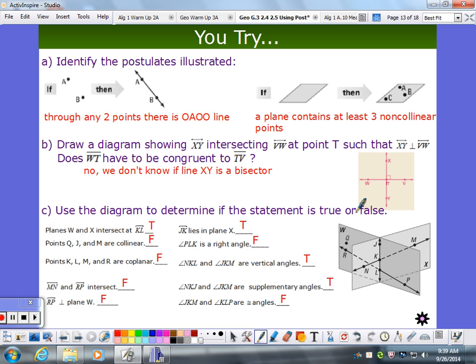And let's see, here's my diagram. So I've got XY intersecting VW at T such that they're perpendicular, right? So it should have something like that. Now, it may not be exactly like that, but it could still be correct. And then it asks, does segment WT have to be congruent to segment TV? This one and this one. Do they have to be congruent? No. It doesn't say. You might have drawn it like this, and you could still be correct. This is still a correct interpretation of this. So it doesn't necessarily mean it's right in the middle just because they're intersecting.